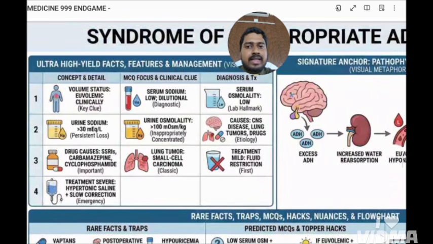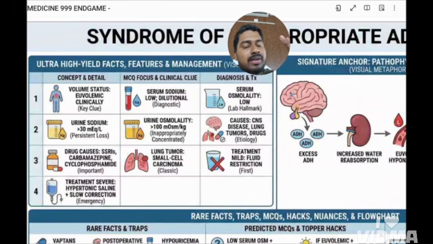Now the next important thing is that serum sodium is low. Why is it low? Because more water is getting reabsorbed, but sodium is not. As a result, there is more water in the body but less sodium. This is known as dilutional hyponatremia. So whenever you see the words dilutional hyponatremia, always think of SIADH. With dilution, osmolality will decrease, so serum osmolality is low.